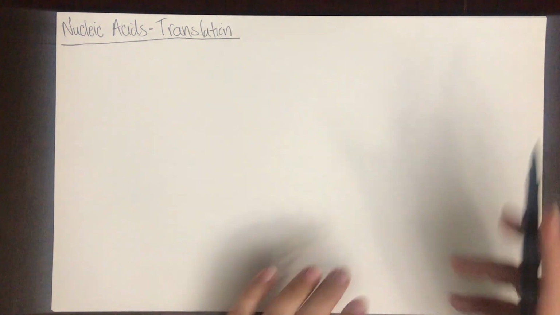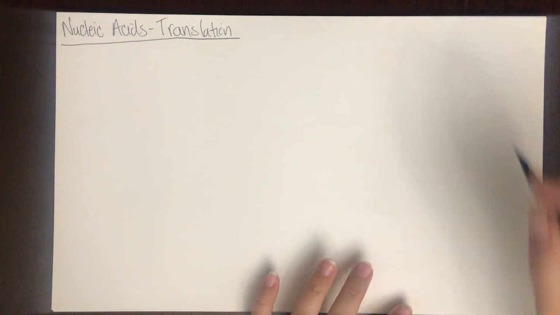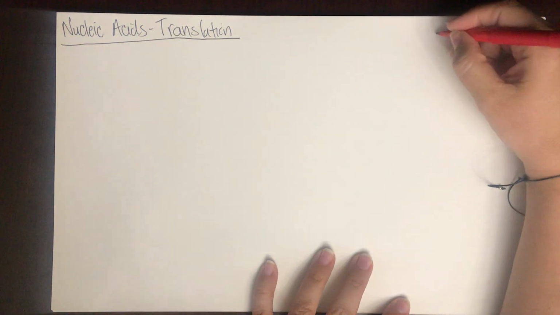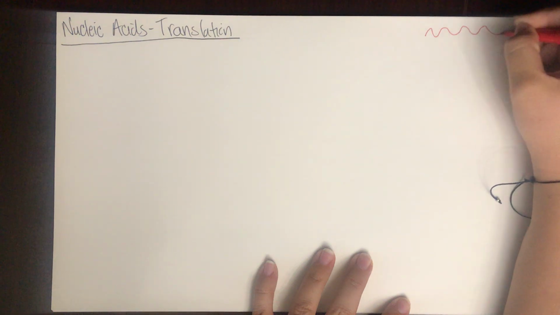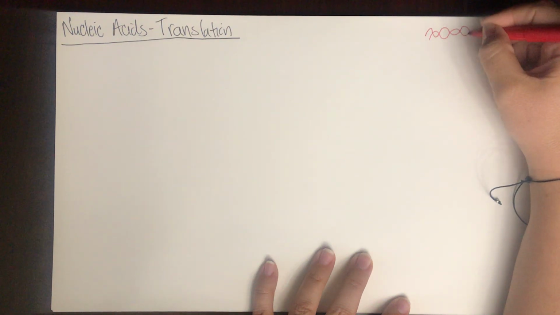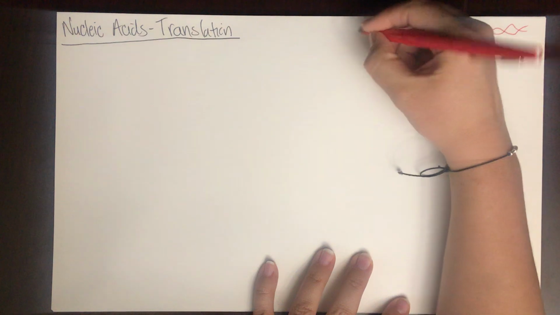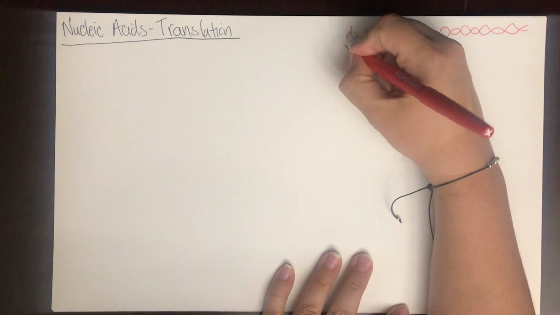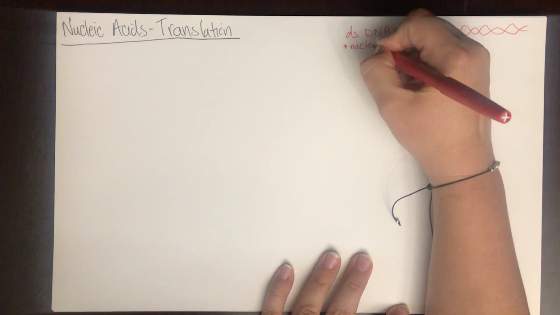Okay, so we're going to talk about translation. This is the last step in the central dogma of molecular biology. Remember, we started out with double-stranded DNA.